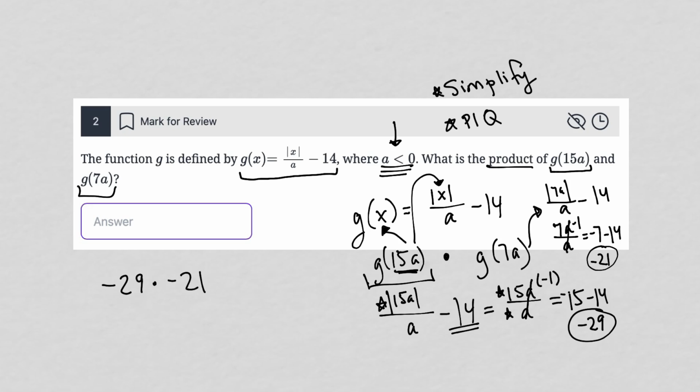Now all I have left to do is to go to my calculator, which I won't show on screen, but you can use your handheld calculator or go to Desmos for this. And we're going to multiply that negative 29 times negative 21. And what I get is that this is equal to 609, and therefore our correct answer here is 609.